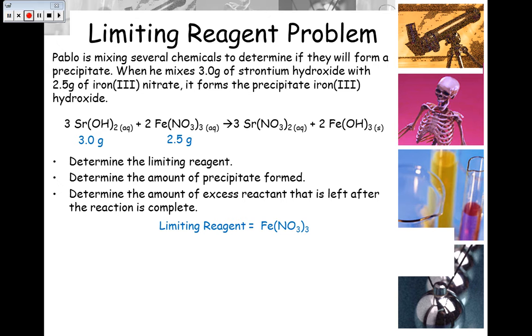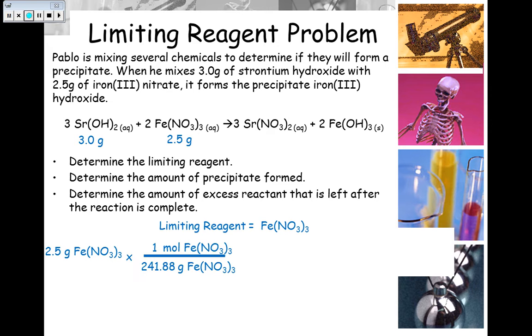Limiting reactant is iron nitrate. So I'm going to say, okay, if I had 2.5 grams of iron nitrate, I want to know how many grams of strontium hydroxide I'm going to need. To figure that out, you use the same process, using the mole ratio, converted to moles. So let's start with converting to moles first. Same mass you already knew.